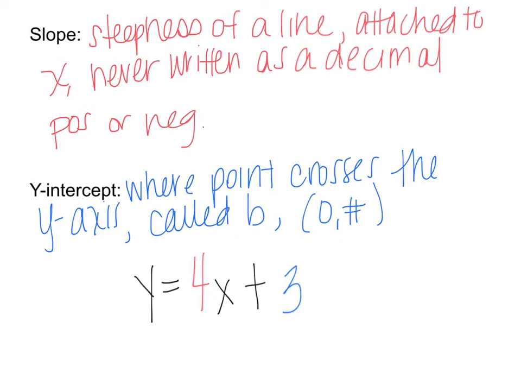Okay, now let's talk about the y-intercept. This is where the point crosses the y-axis. It's also called your b. And if you write this as an ordered pair, it would be 0, some number. So if you look back down at this example again, your b, or your y-intercept, is 3. So if we were to write that as an ordered pair, we would say 0, 3.